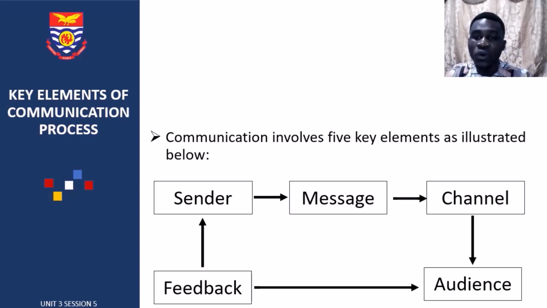And we have the audience, who will be our students, and there should be feedback from the audience to the sender. Based on the feedback that is given, the communicator or the sender will know whether the information that was sent to the learners was really understood or not, whether they really got the meaning of the exact information that the sender tried to send to them.